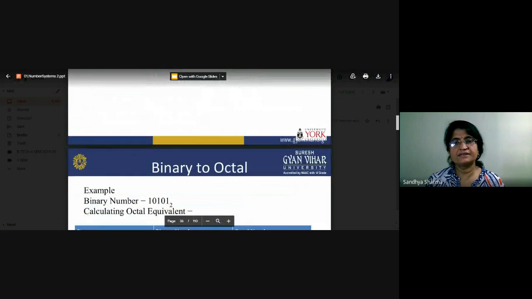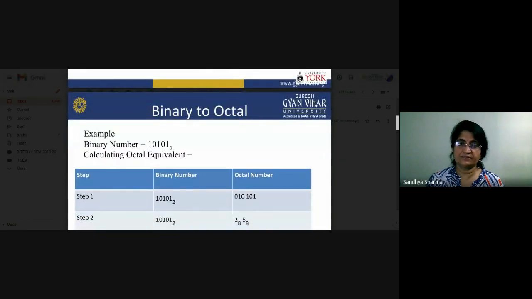Now again we will see the conversion, binary to octal. How can a binary number be converted? Suppose you are given the number 10101. In the octal number system, numbers are represented in groups of 3 bits, so here it will repeat again. You have been given this number.